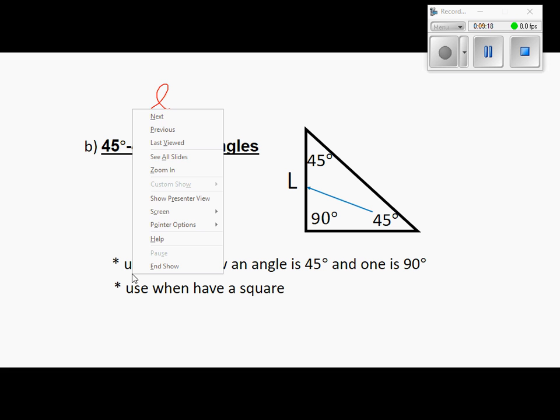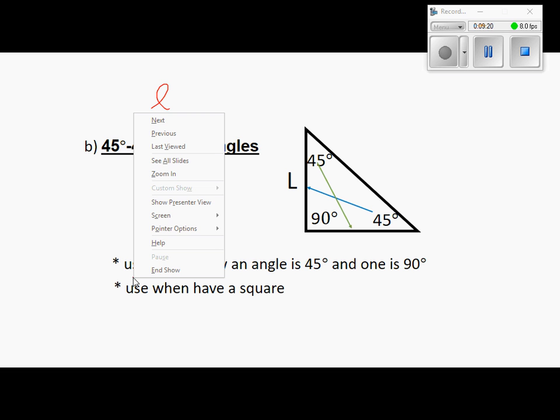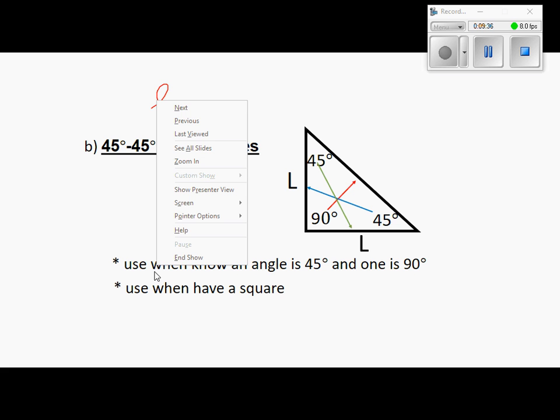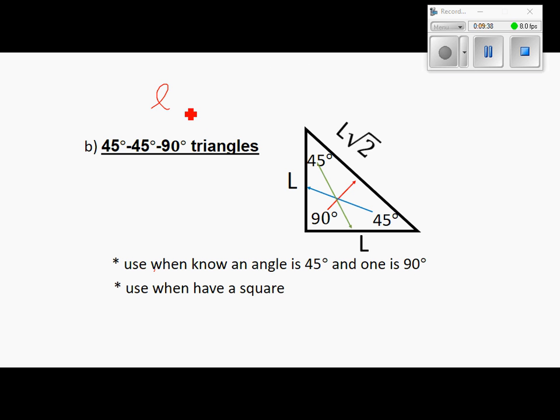The side across from the other 45 degree angle, you gotta label these triangles every single time. All this stuff that we did this whole chapter, label the triangles. That's a main thing. That side is also L. Those two are going to be the same every time. The side across from the right angle, which is the hypotenuse, is going to be labeled L times the square root of 2. So if they told us that this side over here was 7, then we know L has to equal 7. We just set up that equation.